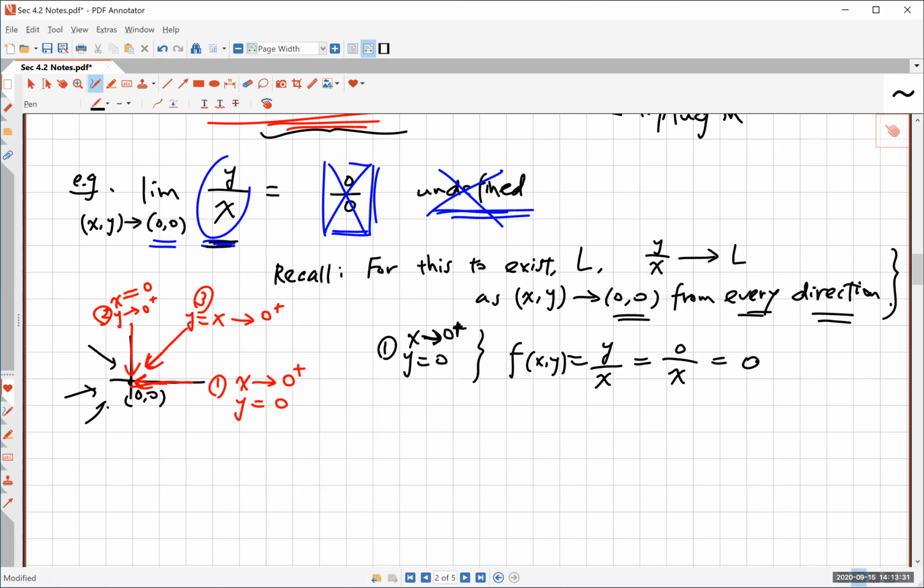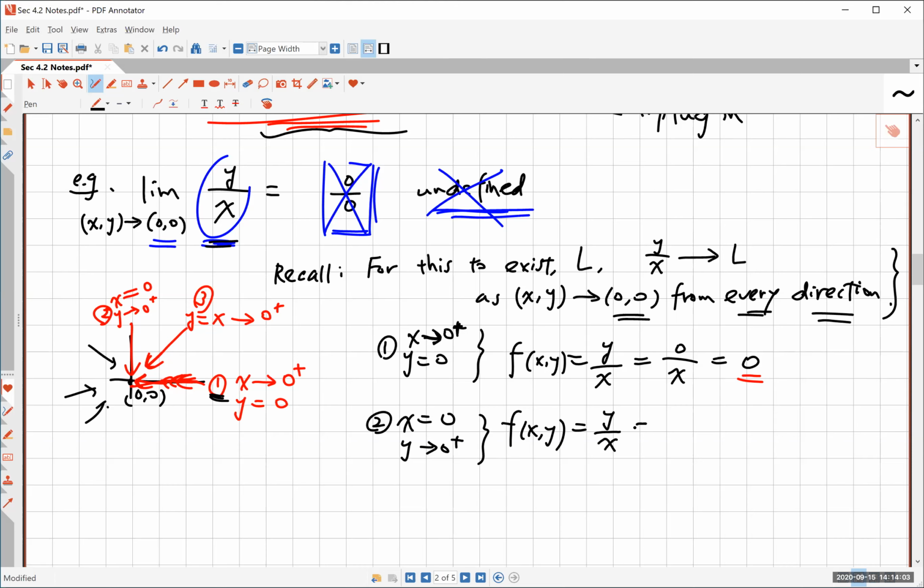You know what I'm talking about? As you approach (0, 0) from the number one direction, as you walk on this path here, the value of the function is constantly 0. Okay, so it is approaching 0 because it's always 0. Now, number two is this vertical approach where x is equal to 0, y approaches 0, but never is equal to 0. Over on this, what's going on here?